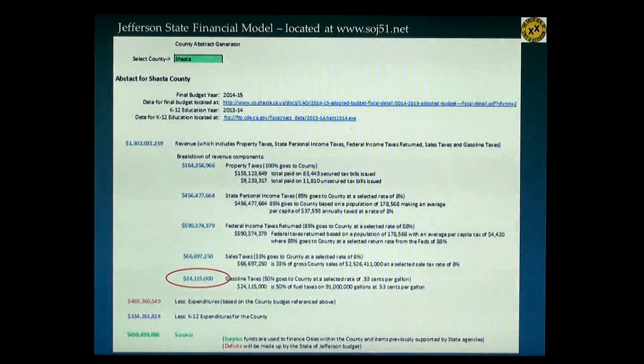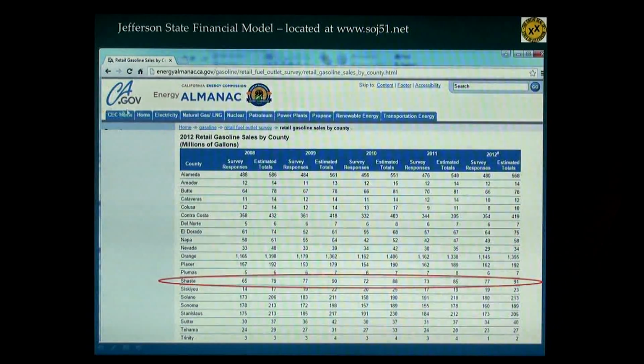For the last piece, we have gasoline taxes. We have 91 million gallons of fuel flowage for the county of Shasta, and at the current California rate of 53 cents per gallon, we get this number, and this is pulled from the CA.gov's Energy Almanac. And we see for the last year available, 2012, we show 91 million gallons of fuel flowage. So the state and the county will do a 50-50 split on this. So 50% will go to Shasta, 50% will go to Jefferson.